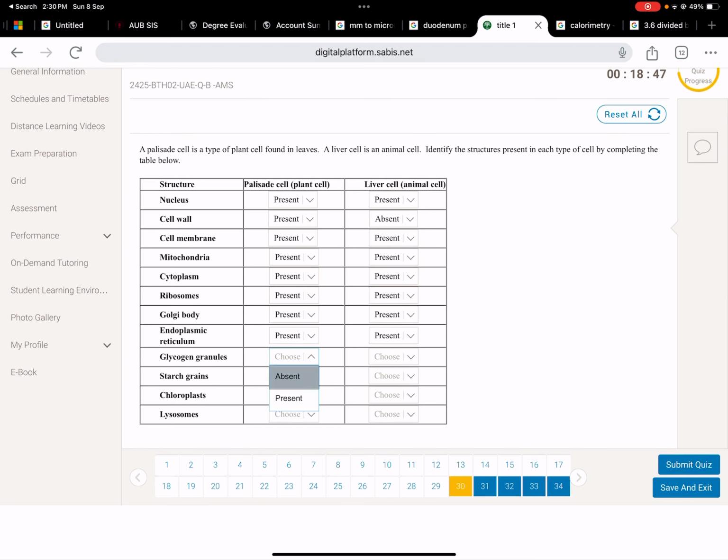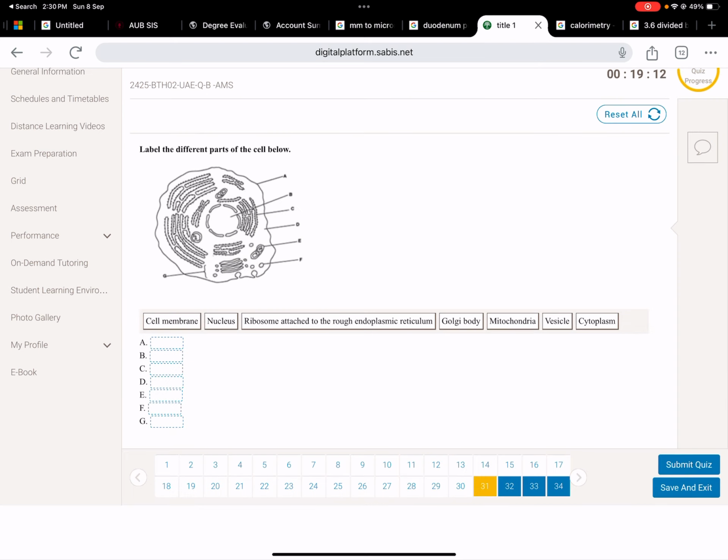Glycogen is absent in plant cells. They have starch granules, while animal cells have glycogen granules. Starch grains are found in plant cells but not in animal cells. Chloroplasts are found in plant cells but not in animal cells. Lysosomes are only found in animal cells. Okay? Perfect. So this is also another labeling question.